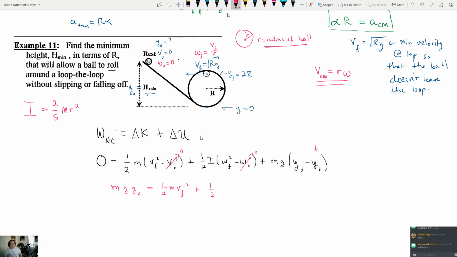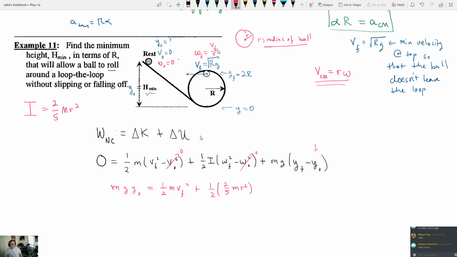Okay, so going back to our equation, we were doing energy equation, changing kinetic energy. We made the terms that were 0, 0. We took mg times y initial, we moved to the left-hand side. We wrote 1/2 mv final squared, that's that term. The next term was 1/2 I, and we're now saying that we need to plug in here 2/5 multiplied by the mass of our object times the radius of the object squared. And then we have to multiply by omega final.